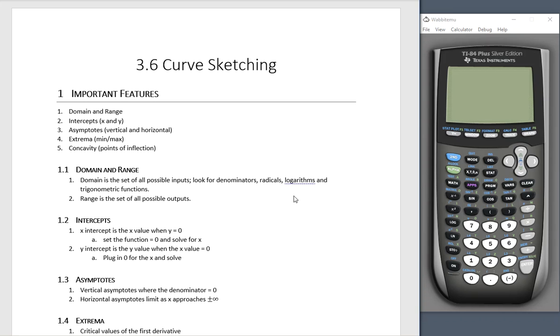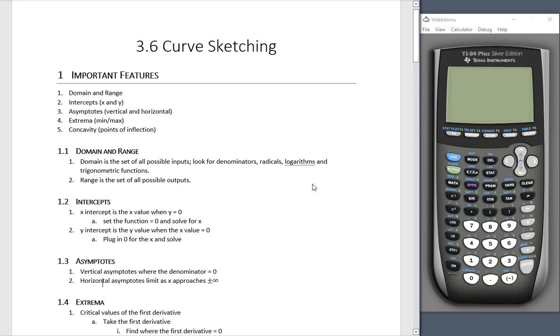I don't know why that's spelled wrong. It should probably have a comma. Where are we? There we go.